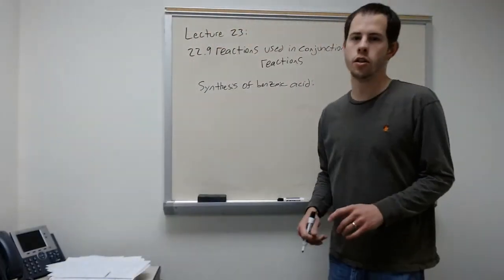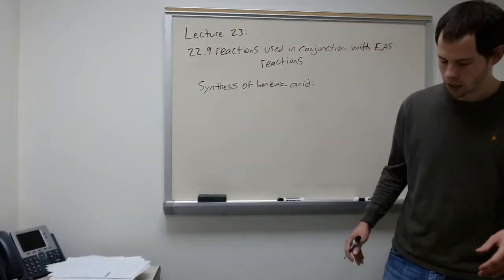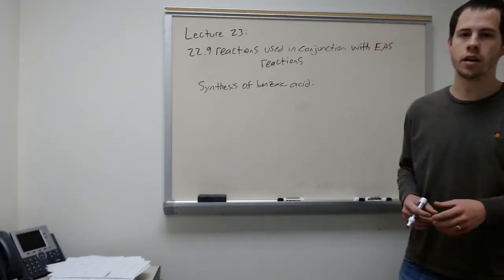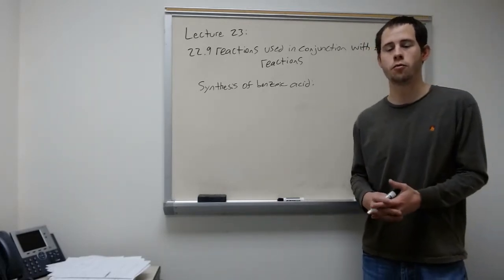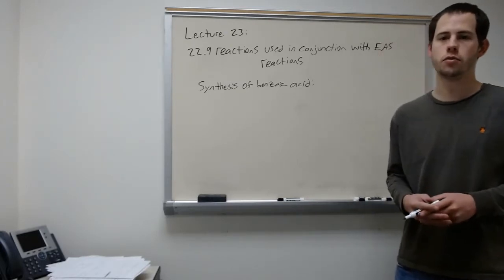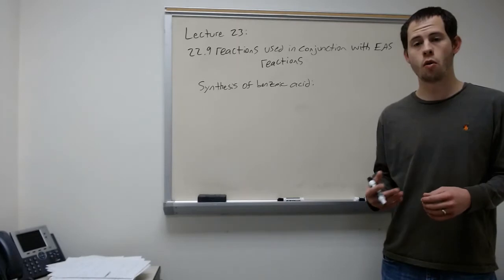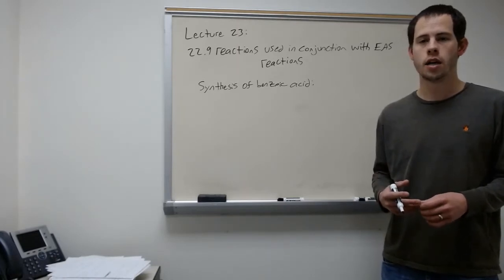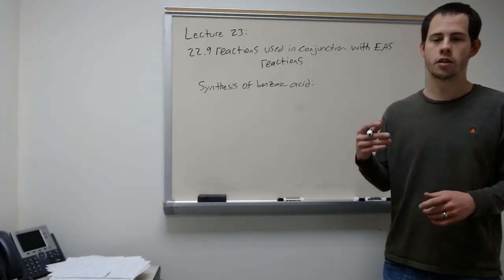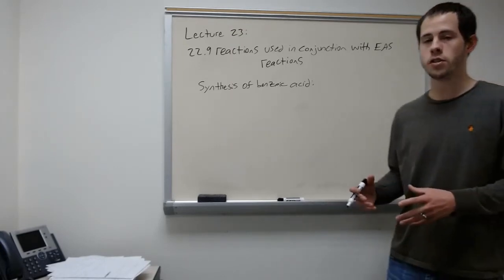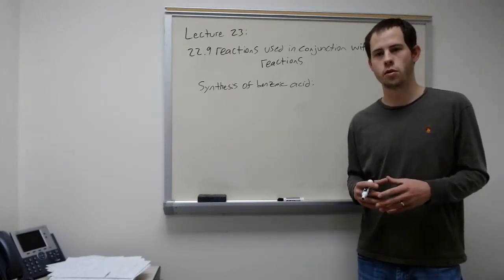Alright, so we're going to finish up chapter 22 today and talk about reactions that can be used in conjunction with EAS reactions. We've learned several electrophilic aromatic substitution reactions throughout this chapter, and we'll look at them some more in the next chapter, but for now we're going to talk about reactions that we can use after an EAS reaction. So the first thing we're going to look at is the synthesis of benzoic acid.